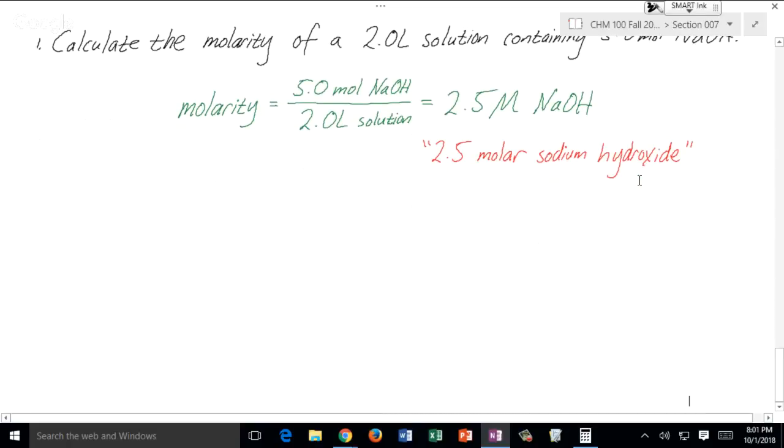One thing that you may need to do, though, is actually make the solutions in the first place. And if you're making the solution, you can't really just have 5 moles of sodium hydroxide. You're usually going to be measuring it based on a mass. So we have to go back to a couple chapters ago, converting between mass and moles.